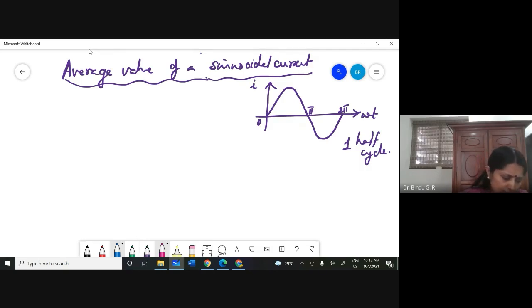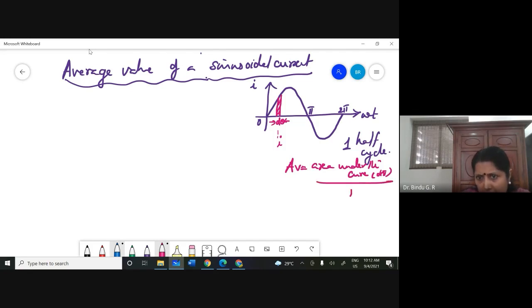I'm going to take one small section here, of incremental width d theta, and let this ordinate be I. My aim is to find out the area, isn't it? So what I want to find out is the mean value, or the average value, is the area under the curve, here from 0 to pi, divided by the base length, which is again pi.